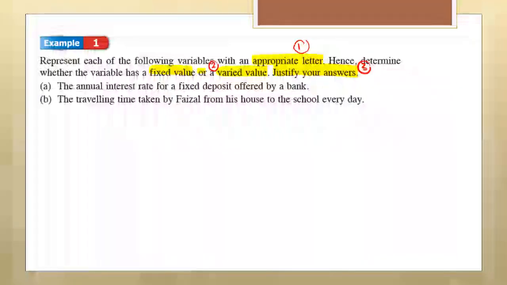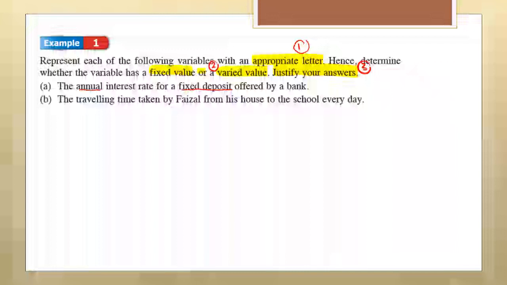Okay, so we go for A, the annual interest rate for a fixed deposit offered by a bank. So you know that fixed deposit, which means we're going to put the money into the bank for a year, then the bank will offer an annual interest rate. Annual interest, which means yearly. So let's say we put it in the bank for 1 year. After a year, the bank will give you an interest rate.